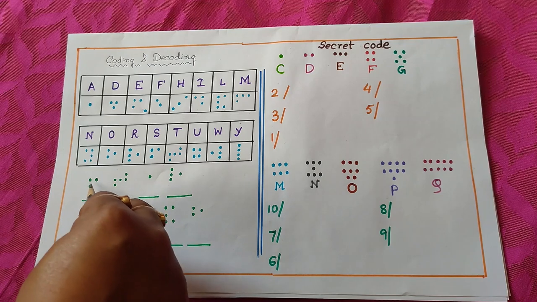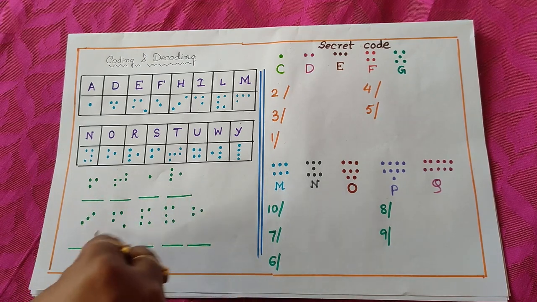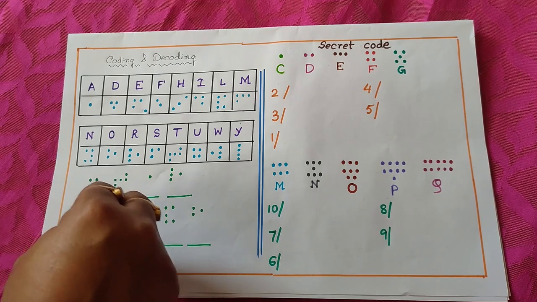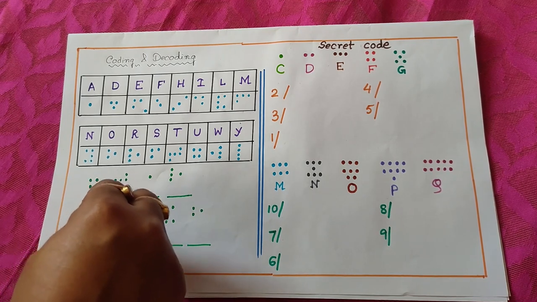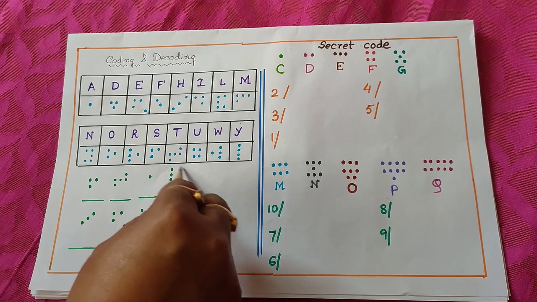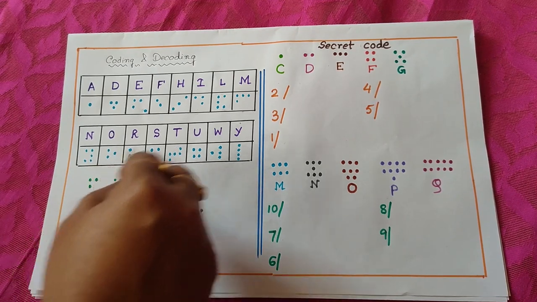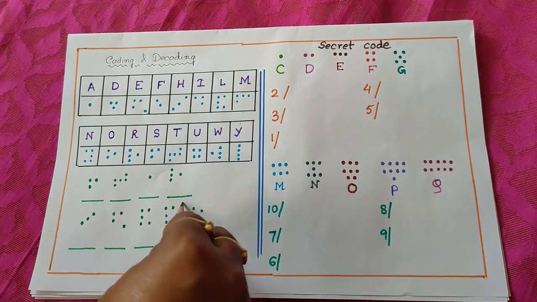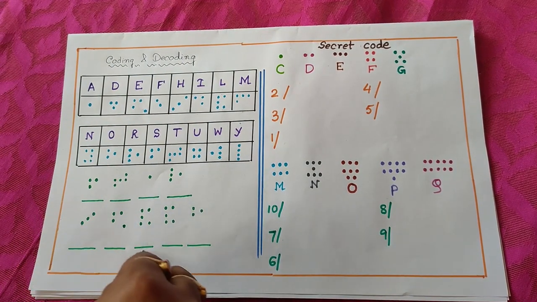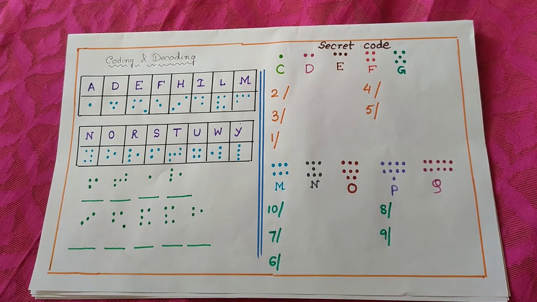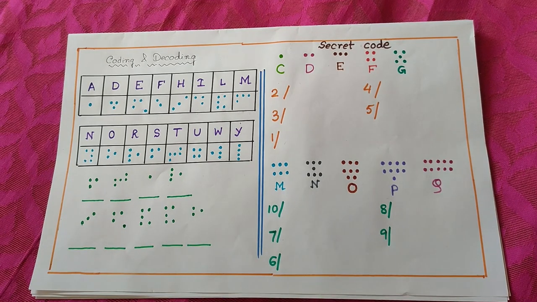Now, these are the questions. We have to recognize which pattern is matching with this, or this, or this, and whatever the letter is for this pattern, we have to write that letter in these blank boxes or dashes below the dots. So that's the first question.